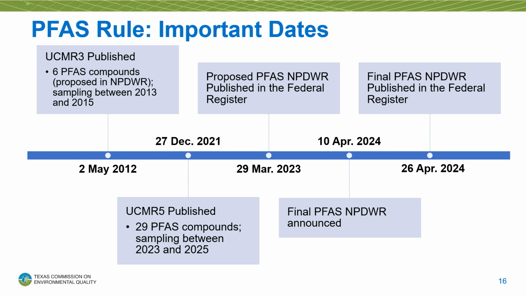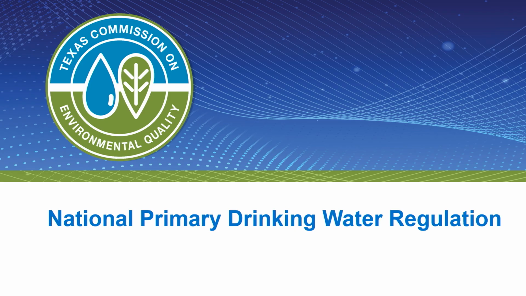In March of 23, the proposed PFAS rule was published in the Federal Register. And then April 10th of this year, the final PFAS rule was announced. And then in late April, the final rule was published in the Federal Register. All right, so let's go over the rule.